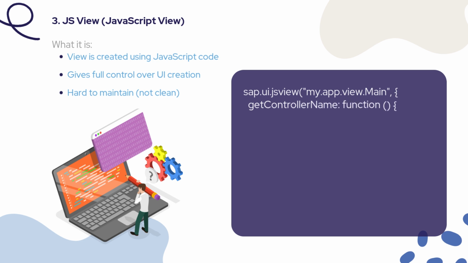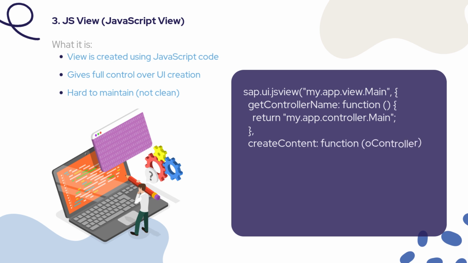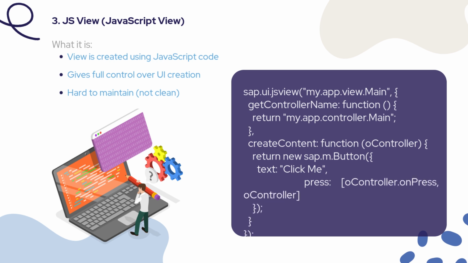Let me explain quickly. This code defines a view called main. It links to the controller using getControllerName. Then inside createContent, it creates a button. That button shows the text Click Me, and when you click it, it runs the onPress function from the controller. So yes, it works well and gives you flexibility. But since the logic and the UI are mixed in one file, it becomes messy and hard to manage. That's why JS view is used only when needed, not for everyday development.